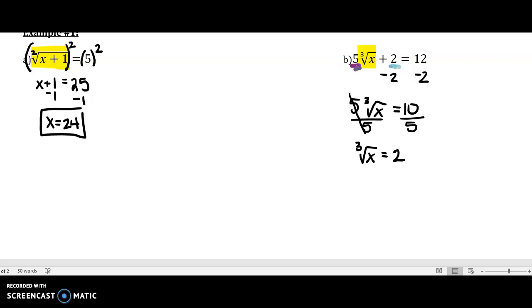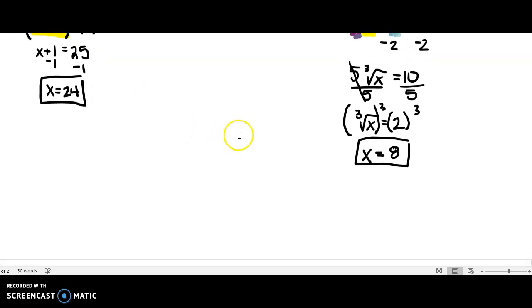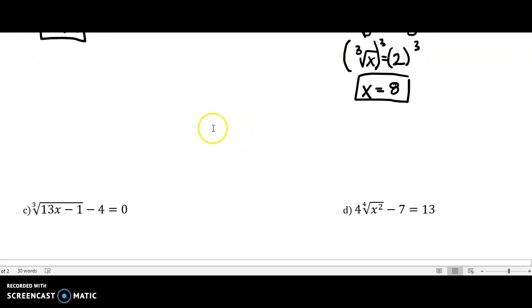All right, now I have to undo this radical. Since the index is 3, I'm going to raise both to the third power. When that undoes the radical, I'm just left with what's inside, which is just x. 2 to the third power, 2 times 2 times 2, which is 8. Okay. Remember, you can stop and pause this video at any time.